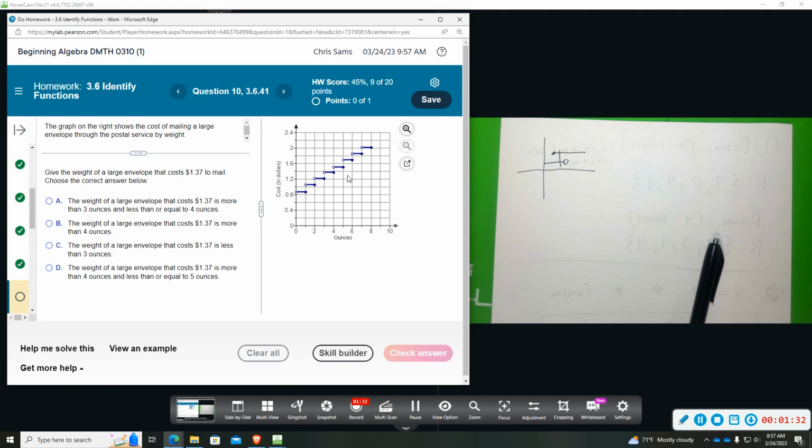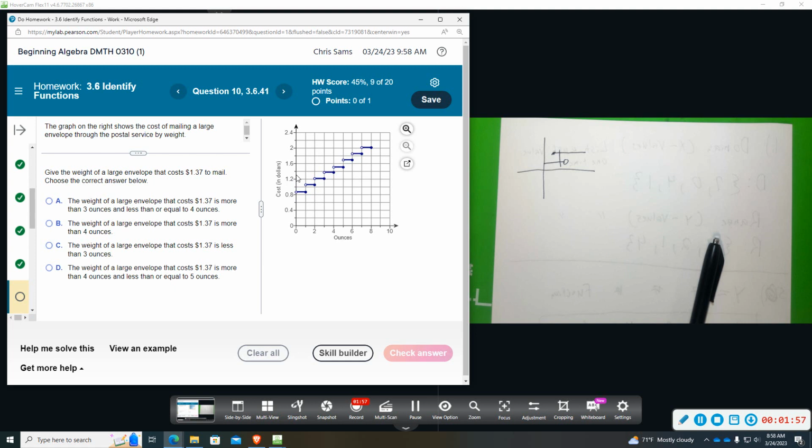And then here's another example. This is again a step function. It's really called the greatest integer function. And so the graph to the right shows the cost of mailing large envelopes to the postal service by weight. We want to give the weight of a large envelope that costs $1.37 to mail. So here's the cost.